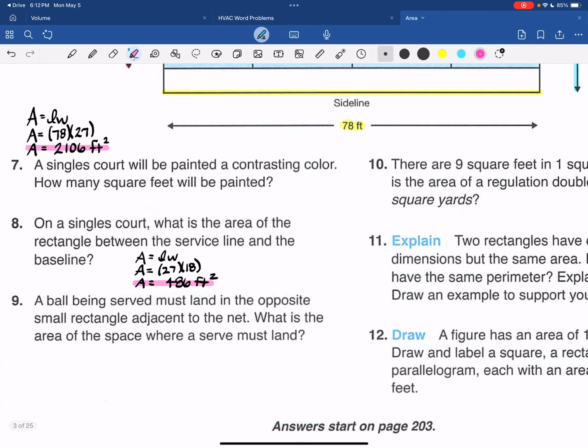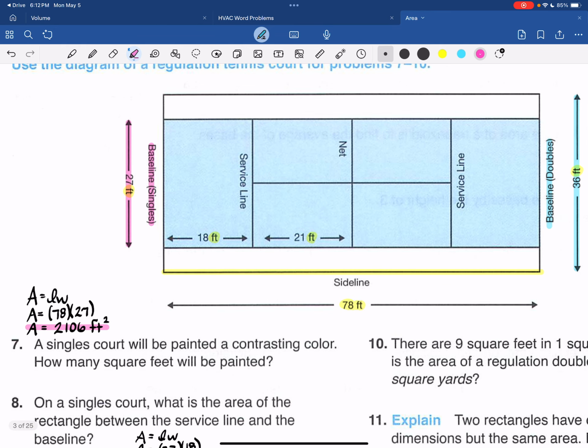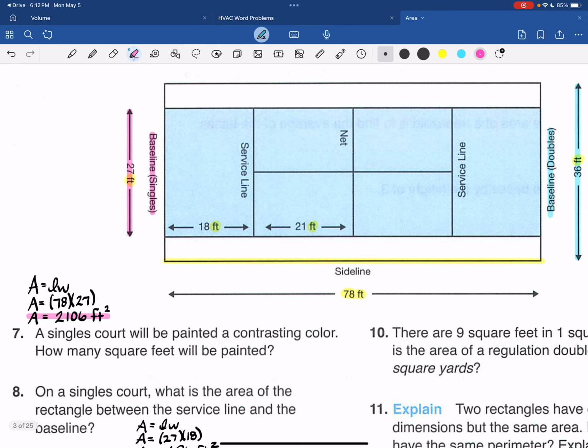A ball being served must land in the opposite small rectangle adjacent to the net. What is the area of space where a serve must land? So a ball being served must land in the opposite small rectangle adjacent to the net. So if I am serving somewhere in this area, it has to land in the opposite. So we're looking at across the net, adjacent to the net. So we want to know the area of that rectangle.